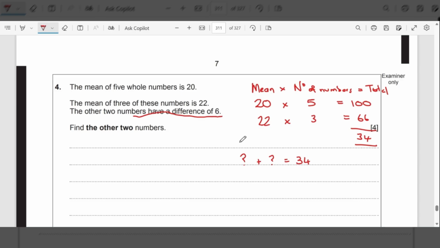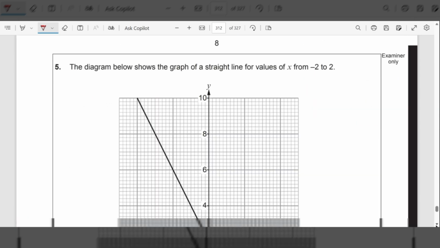We'll just try it, right? 11, they have a difference of 6, but they only add up to 28. Let's keep going up. They have a difference of 6, but they add up to 30. And you'll get there in the end. I'm jumping a bit here. 14 add 20. Okay. They add up to 34. They are the other 2 numbers then, 14 and 20. I don't want to go into this much detail on all these, right?